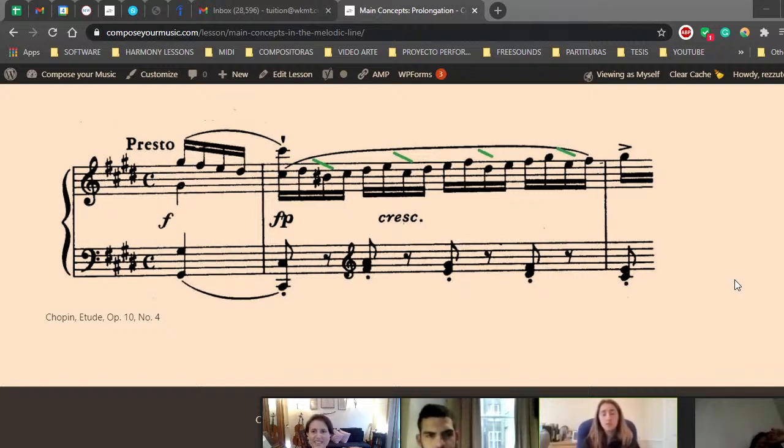Real music. Chopin, Etude Opus 10, number 4. So this is pretty much used. The double neighbor is ubiquitous in music. If you see here, you have this design, which is repeated. Could this be considered a third species, in this minimal expression?